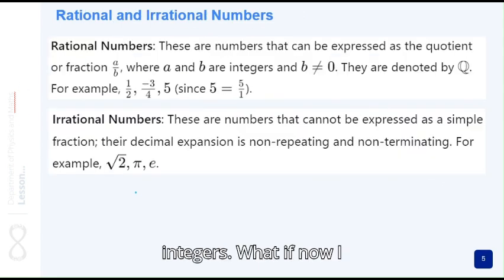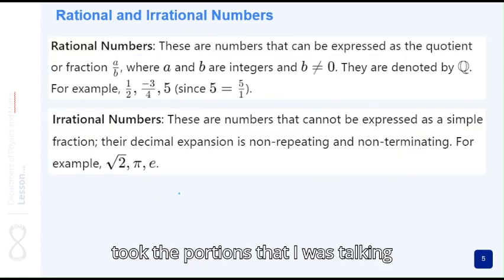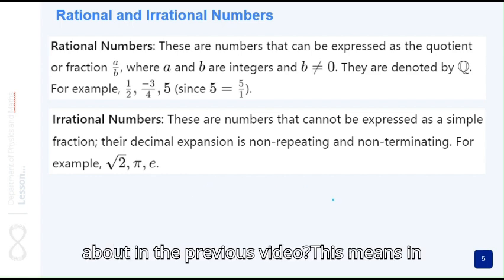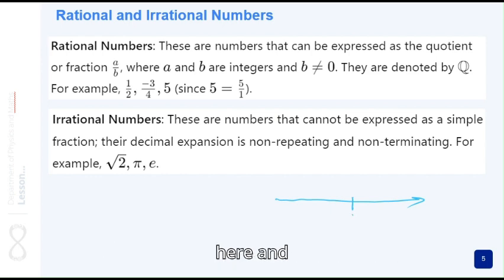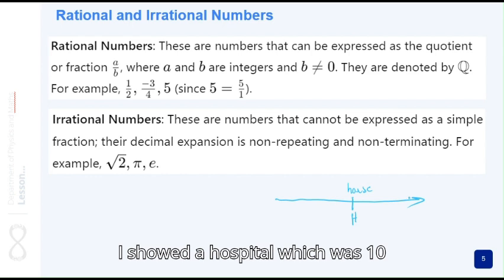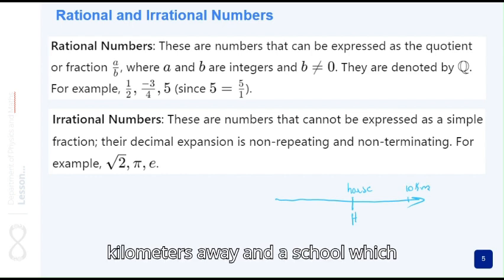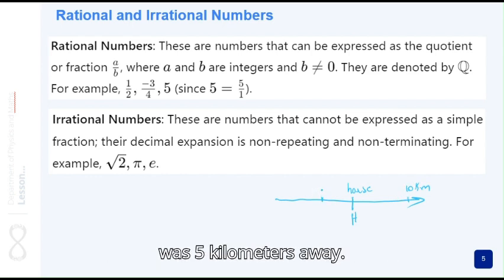Before, we have talked about the natural numbers and the whole numbers and the integers. What if now I took the portions that I was talking about in the previous video? This means in the previous video I showed a house here, and I showed a hospital which was 10 kilometers away and a school which was 5 kilometers away.